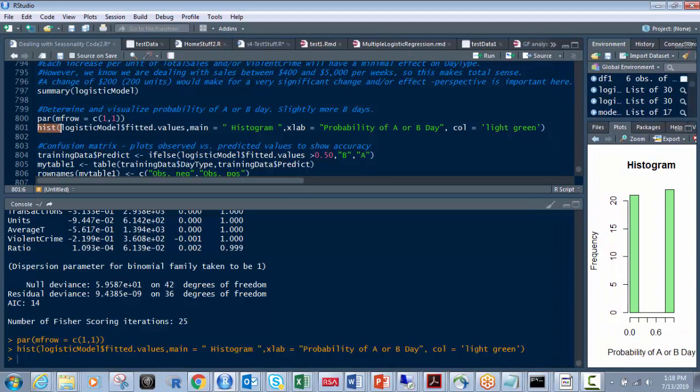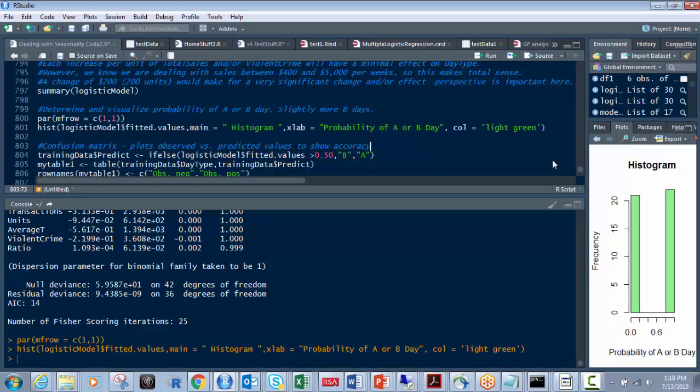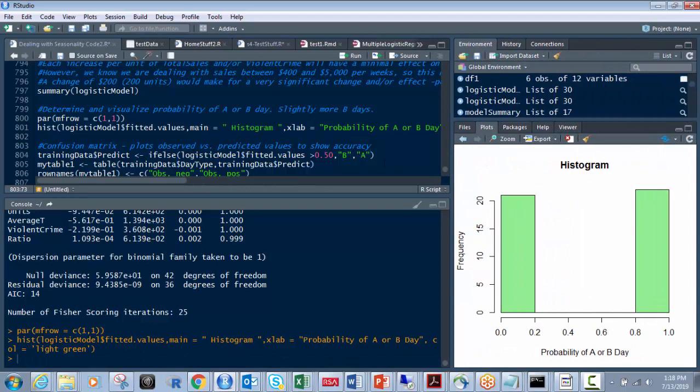Okay, hist, logistic model of fitted values, right? There we go. And your main is histogram, and then it's a very simple piece of code. Your X label and your color. That's all. I could change this to something else if I wanted to, and that's how you get this graph over here, which is a little bit nicer to show, you know, your boss or somebody what your probability of an A or a B day or a high or low sales day or something like that.